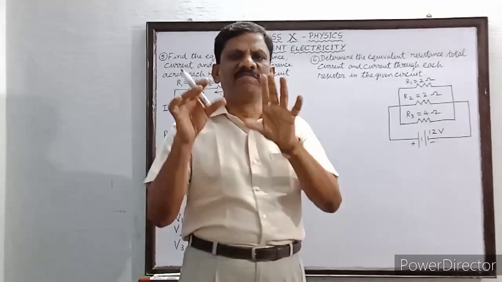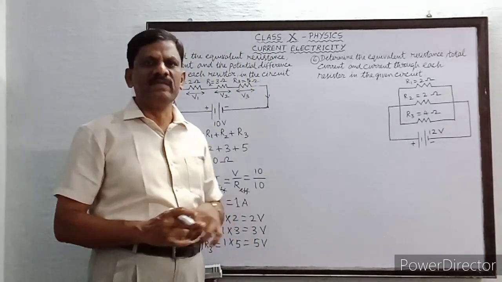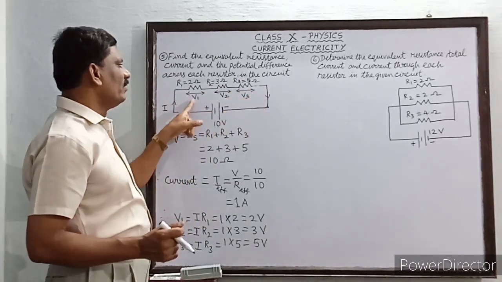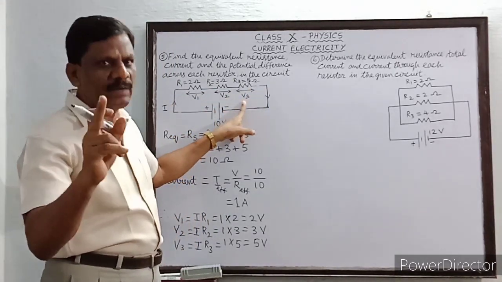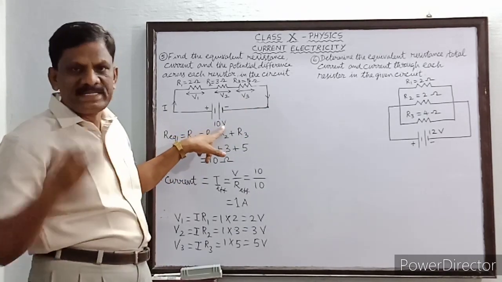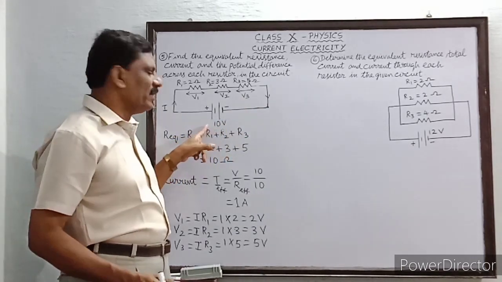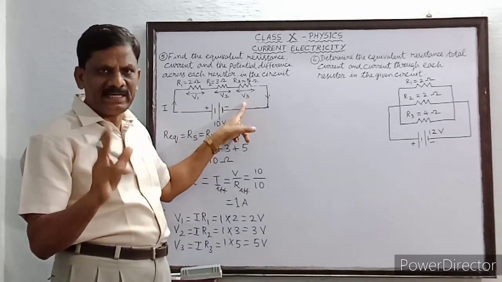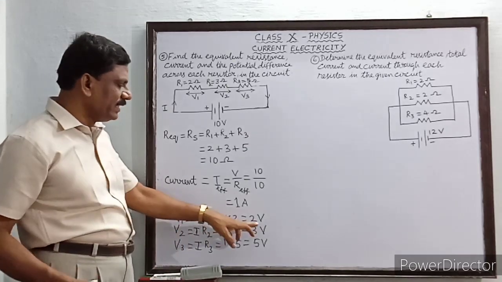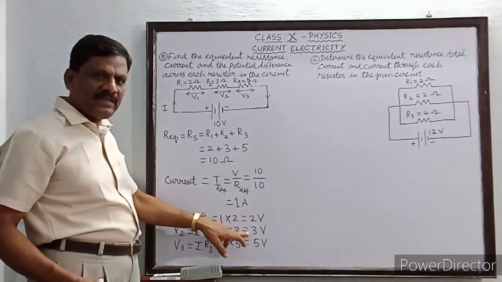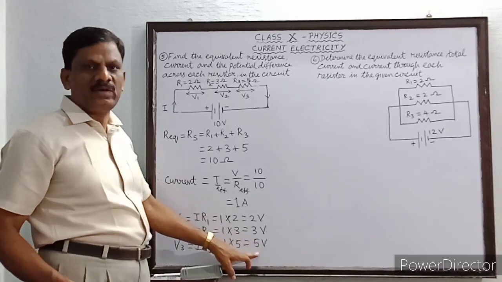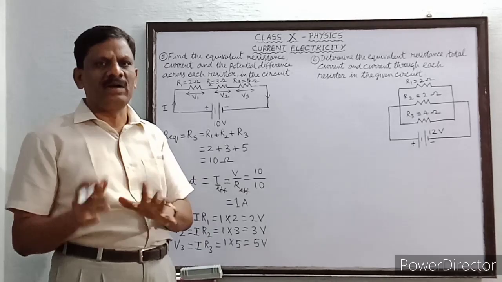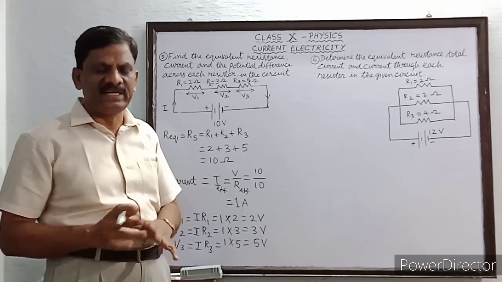Okay, good. After arriving at the values of V1, V2 and V3, we have to cross check. In the series combination, V1 plus V2 plus V3 must be equal to the applied voltage V. What is the applied voltage here? It is 10 volt. If I add V1 plus V2 plus V3, it must be equal to 10 volt, is it not? Okay, find out what is V1. It is 2 volt. 2 volt plus 3 volt plus 5 volt. What is it equal to? 10 volt. Okay, this is how to verify. So for every problem, by another method you have to verify and cross check.